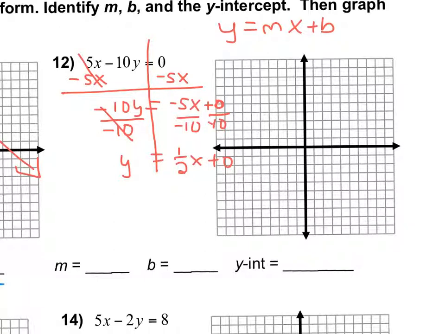Now we have our information. So we have m equals 1/2, b is 0, and the y-intercept is 0, 0. So now I can graph it. Where do I start? Y-intercept. Start at the y-intercept, and my slope is 1/2. Remember, that's rise over run. And they're both positive, so I just go up 1 and to the right 2, up 1 to the right 2.